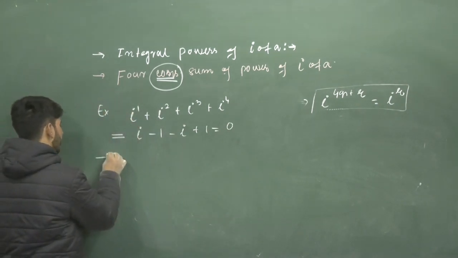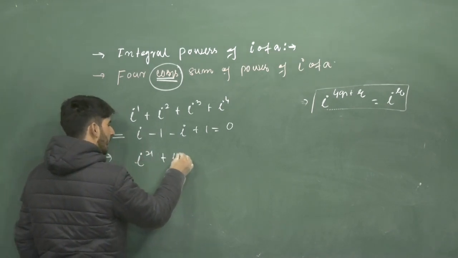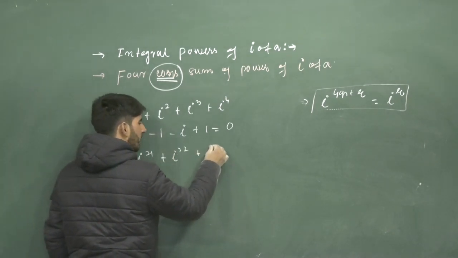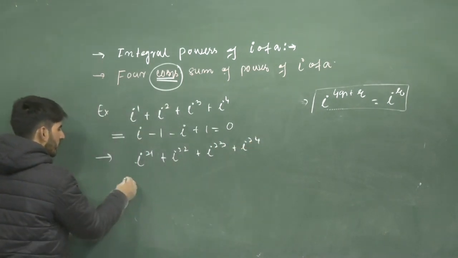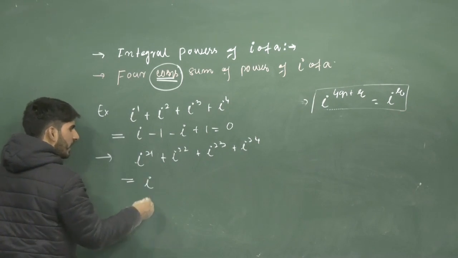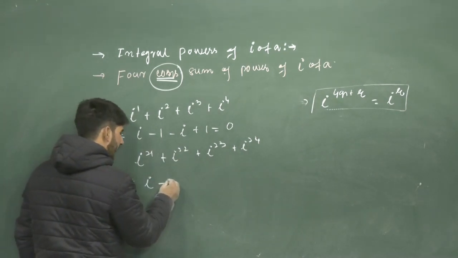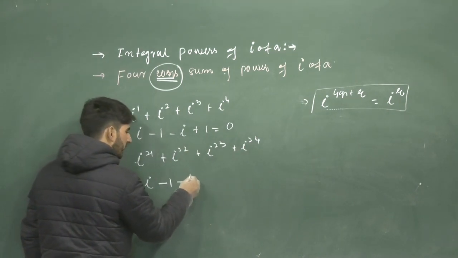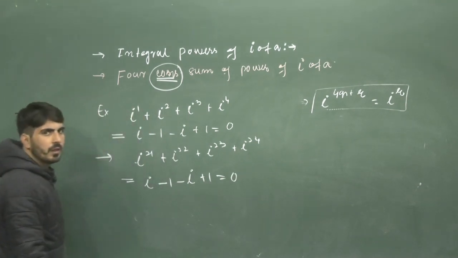Let's take another example: iota power 21 plus iota power 22 plus iota power 23 plus iota power 24. So iota power 21 is iota, iota power 22 is iota square, which is minus 1, iota power 23 is minus iota, and this is plus 1. Again the result is 0.